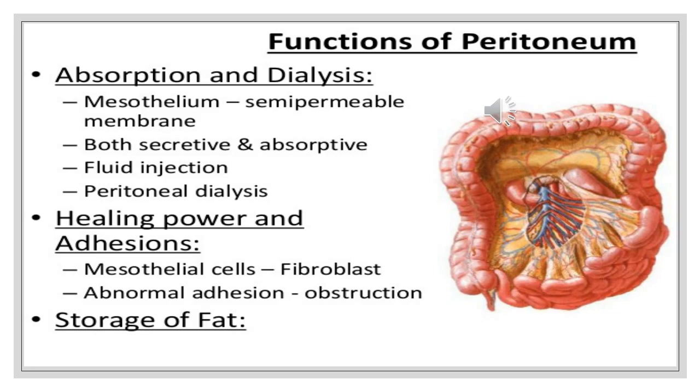The next is healing power and adhesions. The mesothelial cells of the peritoneum can transform into fibroblasts, which promote healing of wounds. They may also form abnormal adhesions, causing obstruction in hollow organs. And the other function is storage of fat. Peritoneal folds are capable of storing large amounts of fat, particularly in obese persons.